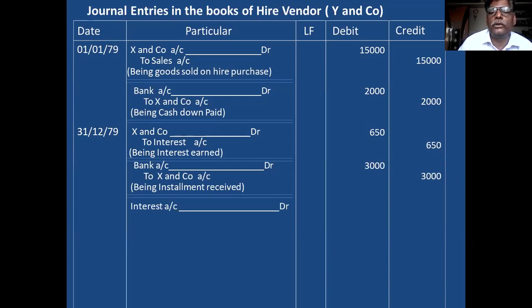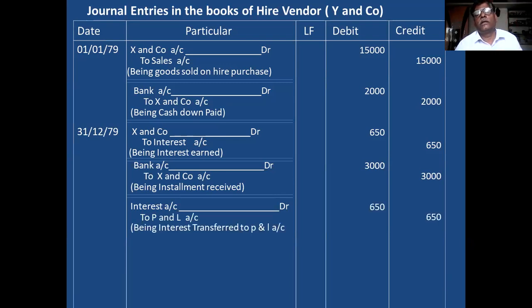Then the interest is transferred to the P&L account. Interest account debit to P&L account, 650, 650. First year over. How many entries? 1, 2, 3, 4, 5.